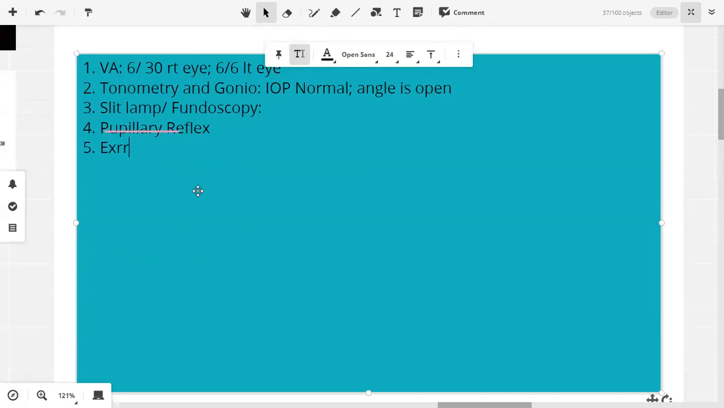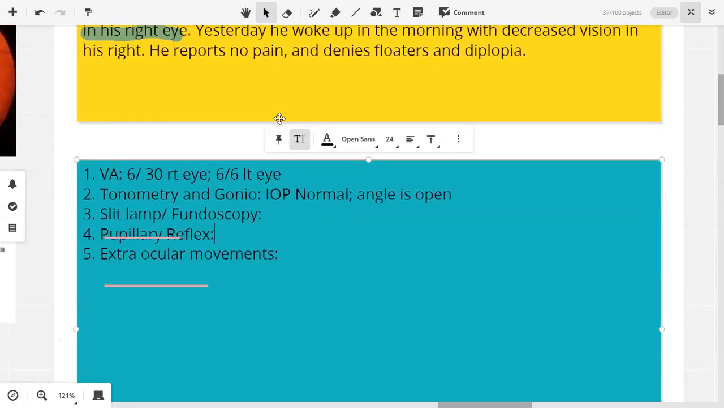Extraocular movements, okay. You should perform these. Why will we perform them? First, the first thing is you want to perform a slit lamp examination. So the anterior compartments in the chambers are normal. No issues there. Perform an examination of the fundus, or a funduscopy.